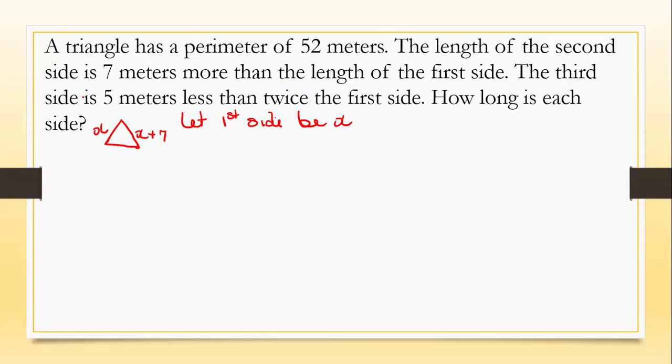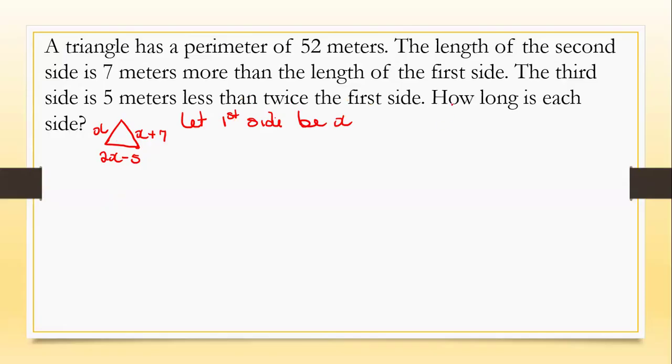And the third side is 5 meters less than twice the first side. Twice the first side, and it's 5 meters less than twice. So our three sides are x, x plus 7, and 2x minus 5. You can write this down as well, second side, third side, or you can just use it from the triangle.